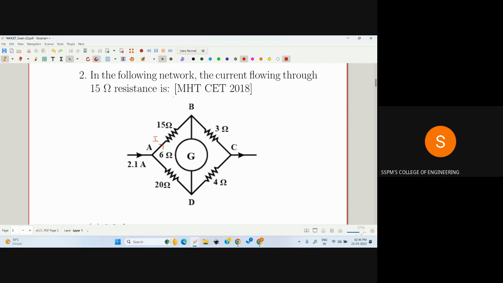Now under the balance condition, if the circuit is balanced, then you can say there is no current flowing through the galvanometer. But we have to check whether the circuit is balanced or not. So what is the condition for a balanced circuit? 15 divided by 20, you check the condition for balance. The condition for a balanced circuit.